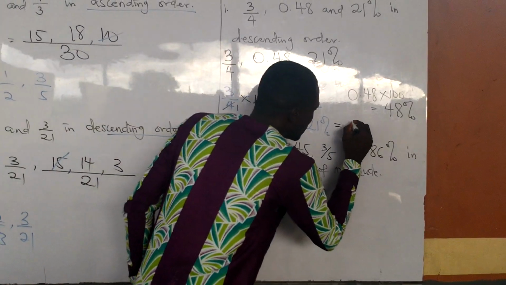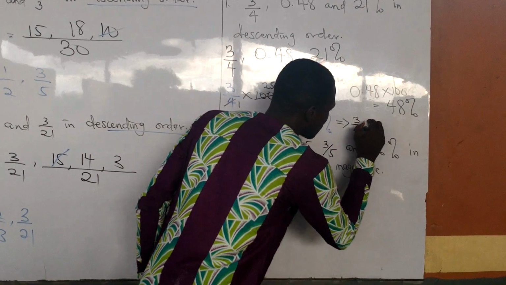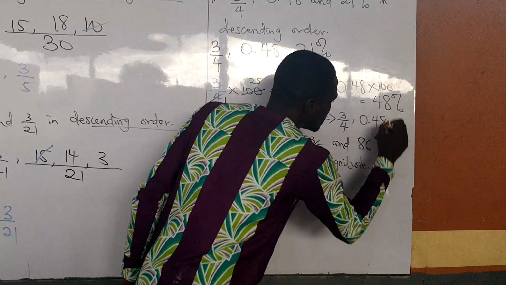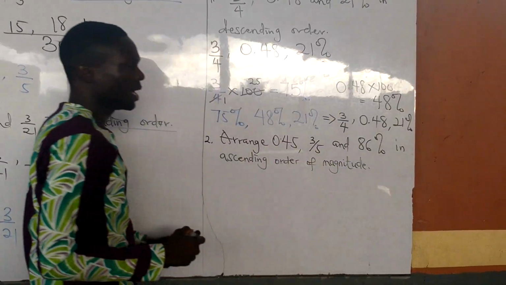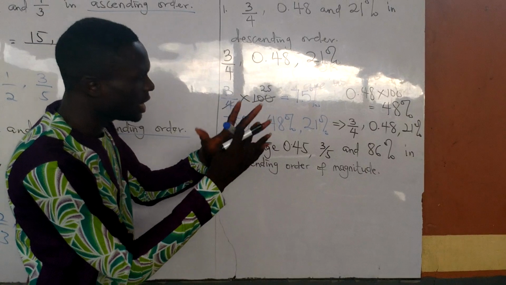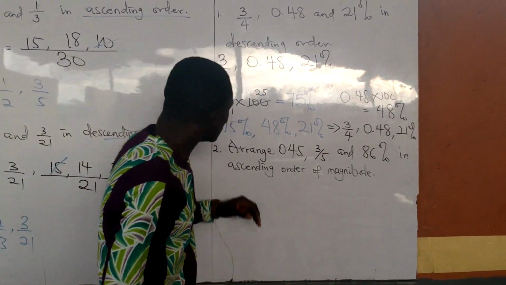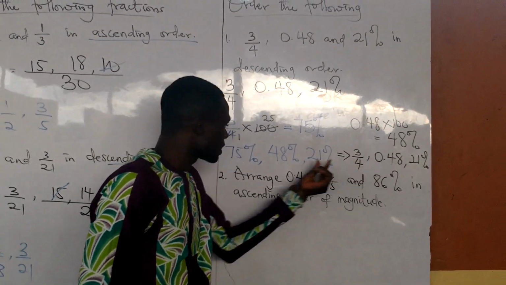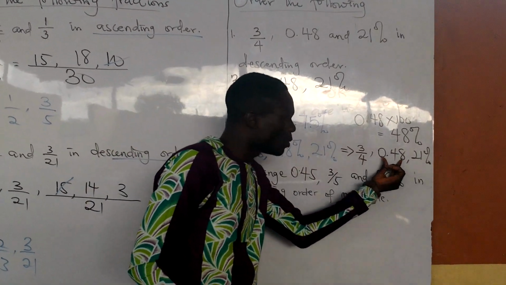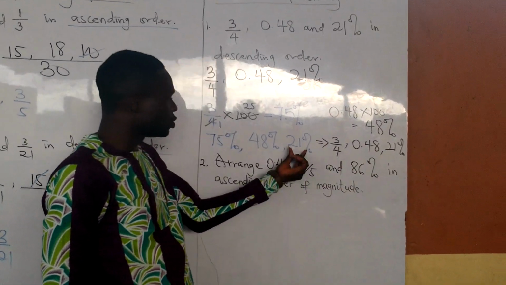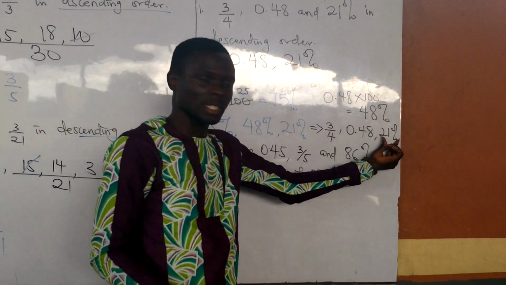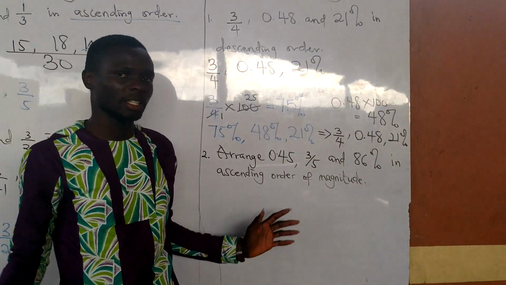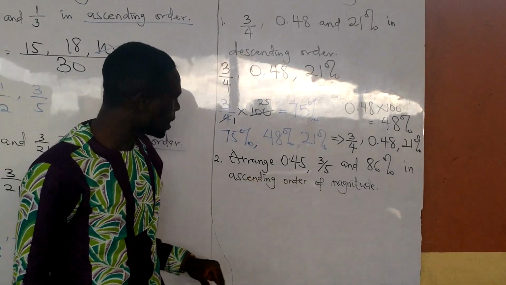So it means 3 over 4 will come first, followed by 48, which is the 0.48. Then finally 21%. So this 75% is the 3 over 4, which is first. This 48% is the 0.48, which is the next one. And 21%, which was given in the question, is the least of all, because I have arranged in descending order of magnitude. Let's look at the last one.